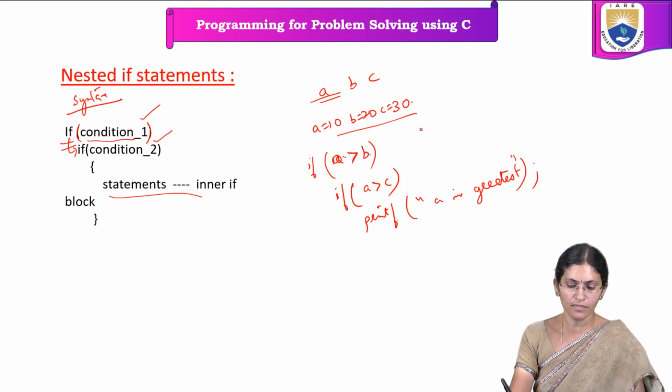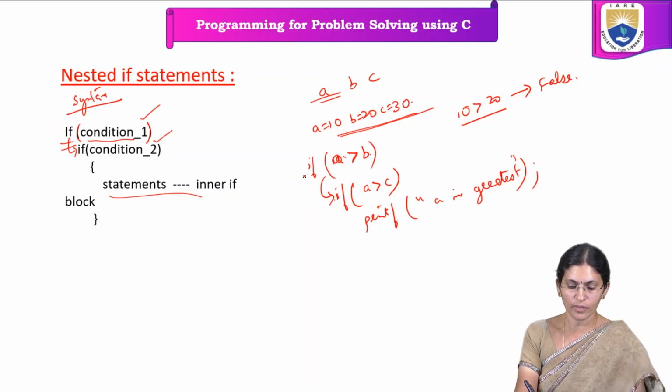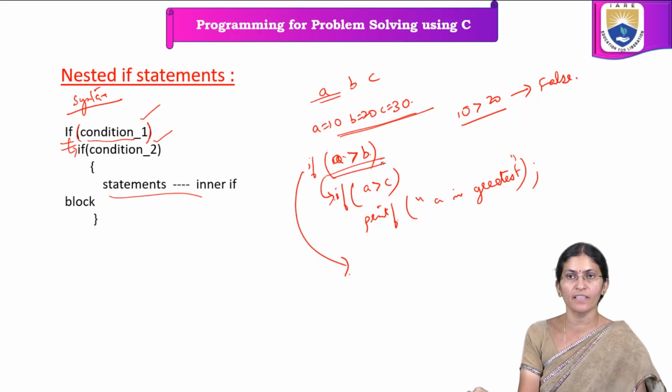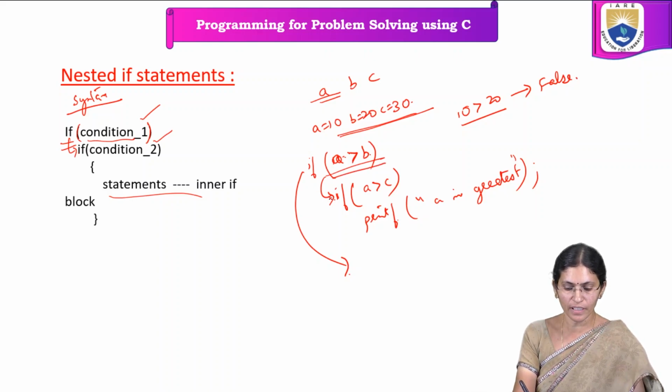So here we are checking 3 variables. So 10 is greater than 20. So this evaluates to false. So it will not enter this inner if statement. So here the first condition itself is false, so it will not even enter the inner if statement. It will exit the program.